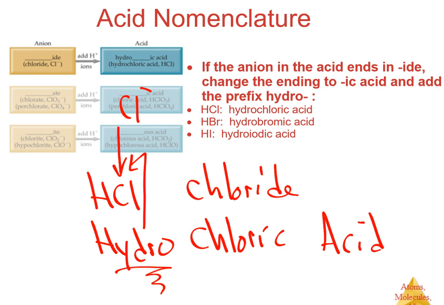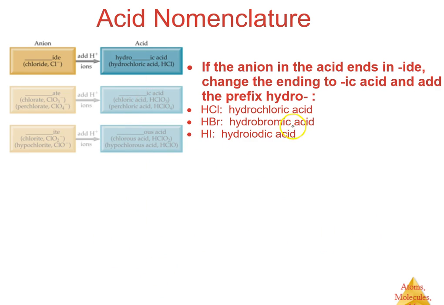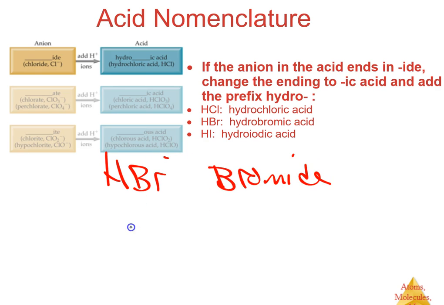All right? So the next one, hydrobromic acid. Br- is bromide. Bromide becomes bromic.